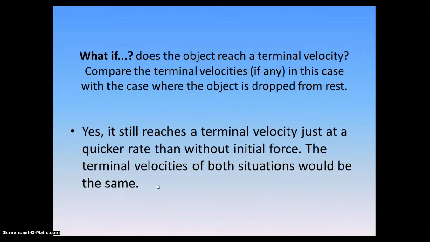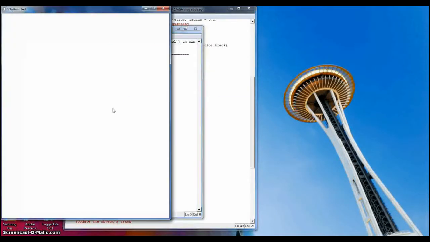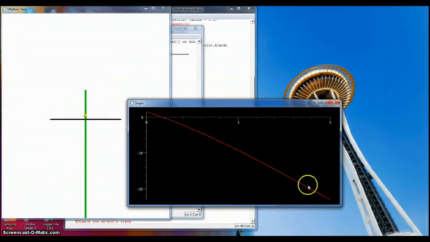The terminal velocities of both situations still stay the same though, because even if the power that it was thrown by was greater than that of gravity, the exceeded force would eventually cancel back down due to drag. And now, as you can see, the velocity changed in Python and the program run. It still reaches that terminal velocity where it's traveling at a constant speed. The only difference is it reaches it much quicker than it would have from an initial drop.